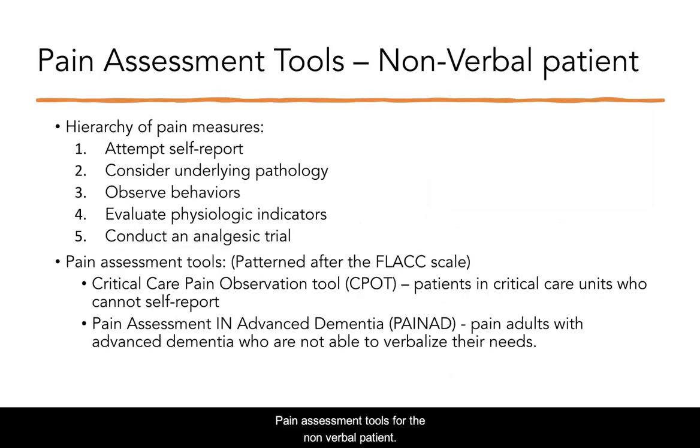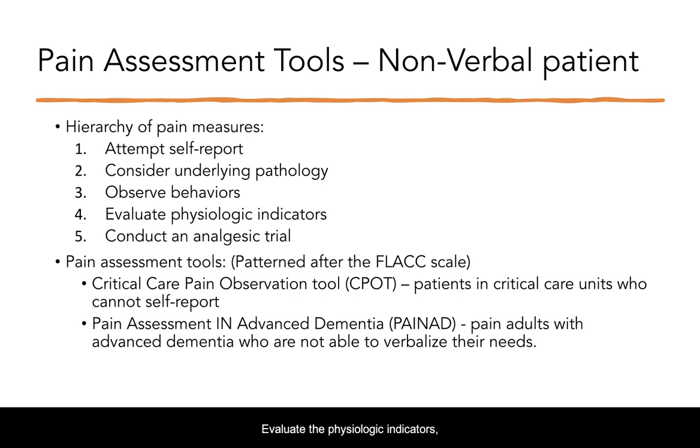Pain assessment tools for the nonverbal patient. They're in a hierarchy of pain measure. Attempt to self-report first. First, try to find out from the patient what their pain is. If you can't, consider the underlying pathology. What could be causing the pain? Okay, is it a surgery they had on their abdomen, and so they have an incision? Maybe that's what's causing the pain.